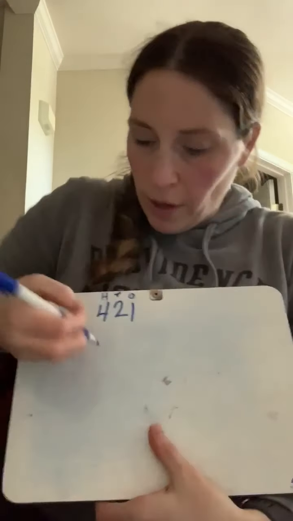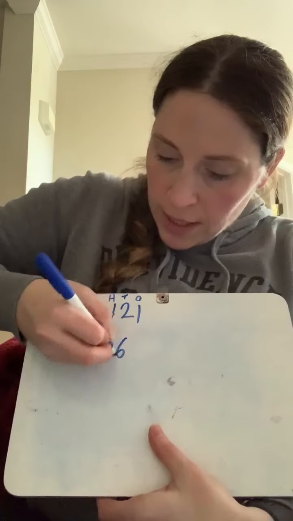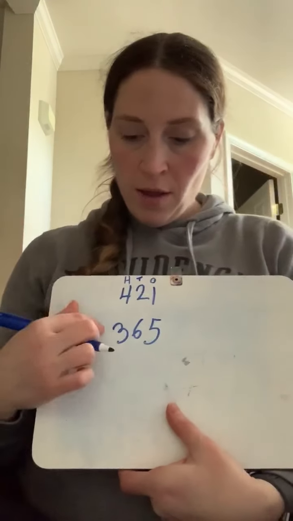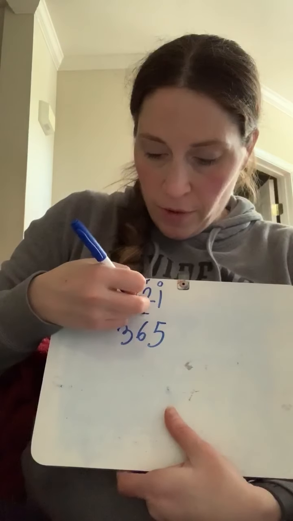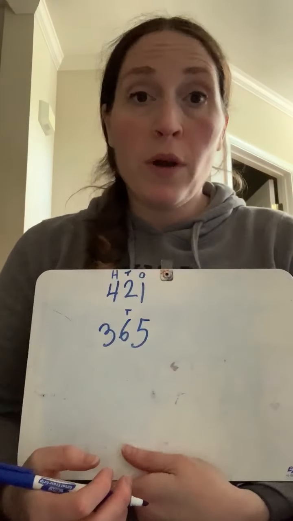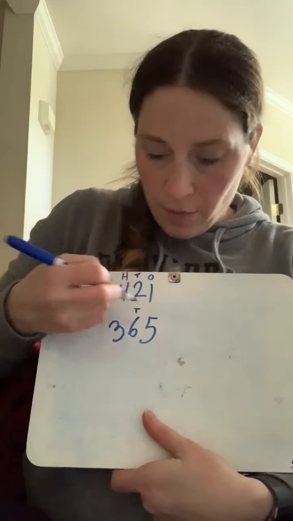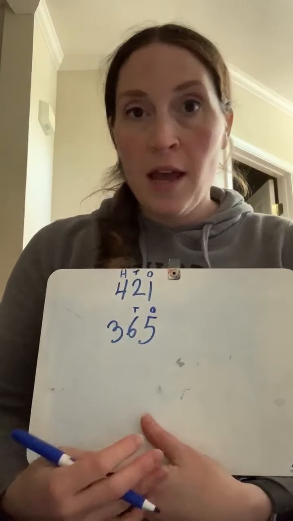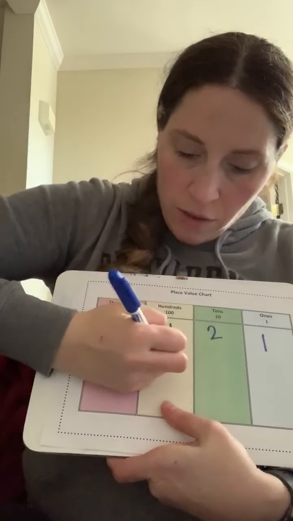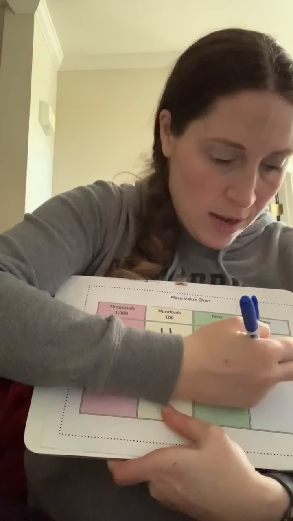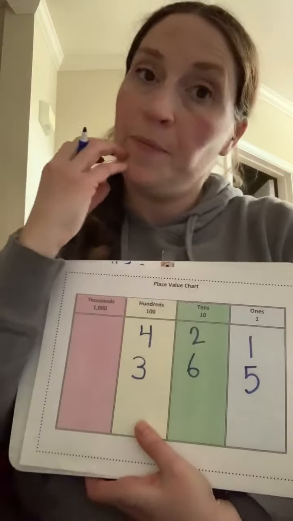So if we had the number 365, again, what number is in the tens place? That would be our 6, the number right in the middle. If we wanted to figure out what number's in the ones place, that would be our last number on the end. It's our ones. And what number's in the hundreds place? That would be the 3. Or you could write 365 on your place value chart, to help you figure out which number is in each place.